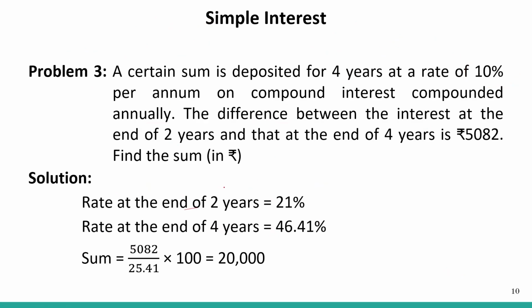So at the end of the second year, the compound interest was this much, that is equal to 21%. Interest became this much. So the interest rate compounded after 4 years will be equal to 46.41%. Okay, so the sum is equal to this much by this, into 100, right? So the difference in interest is in the denominator, and in the numerator we have the difference amount, multiplied by 100, and we are left with 20,000, right?